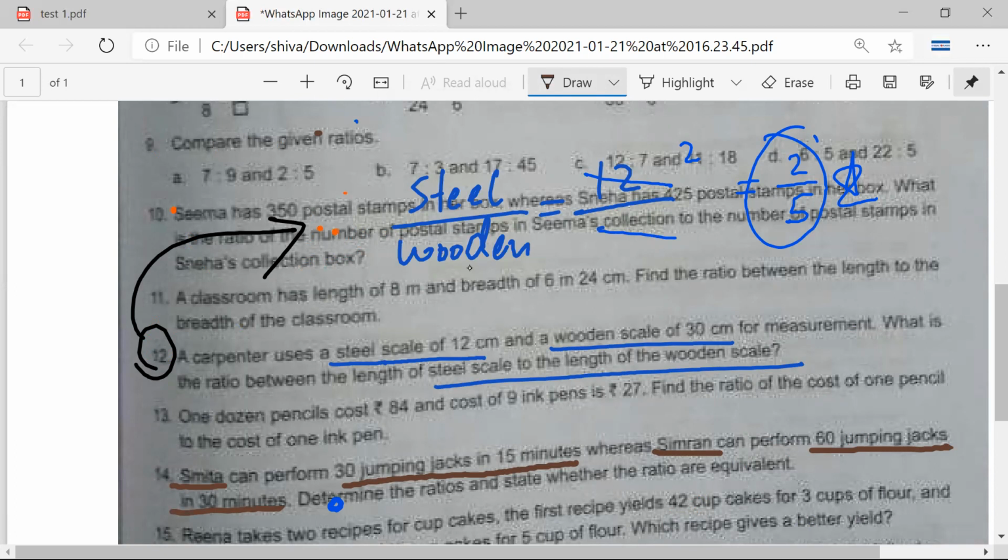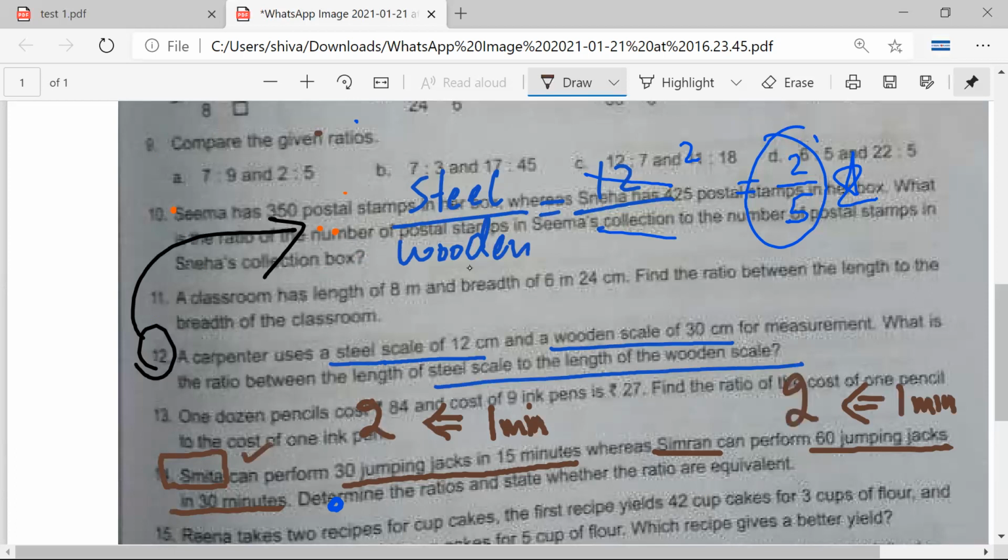Okay. Now Smita in 1 minute will be able to do how many jumping jacks? She will be able to do 2 jumping jacks. And Simran can do 60 jumping jacks in 30 minutes. Therefore, in 1 minute, Simran will be 2 only, right, sir? Yes, it will be 2 only.